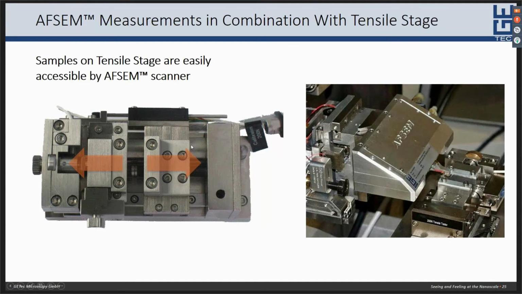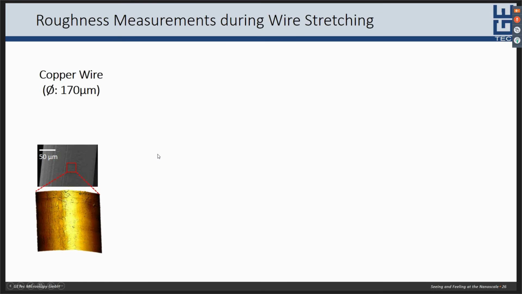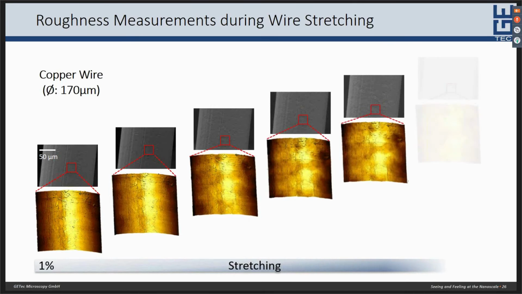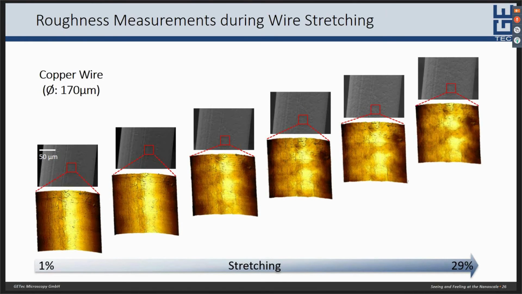Now consider a copper wire which is fixed between the brackets here of the tensile stage and stretched along its axis. The AFSEM now allows correlative SEM-AFM imaging of the surface of the wire, which exhibits a significant increase in surface roughness under stretching, which can be quantified by the in-situ AFM measurement.